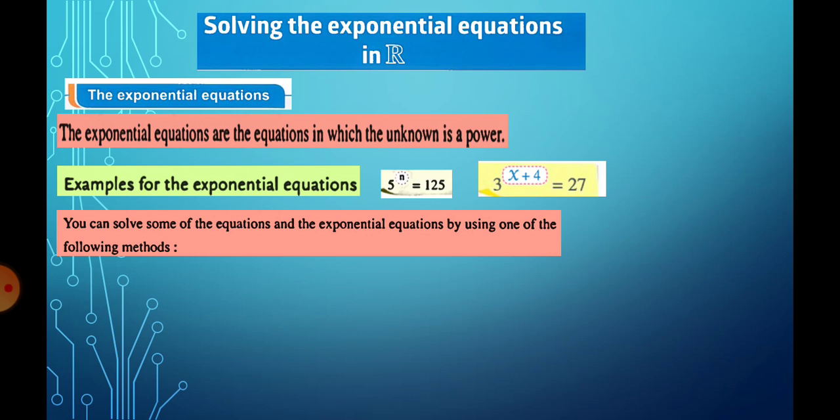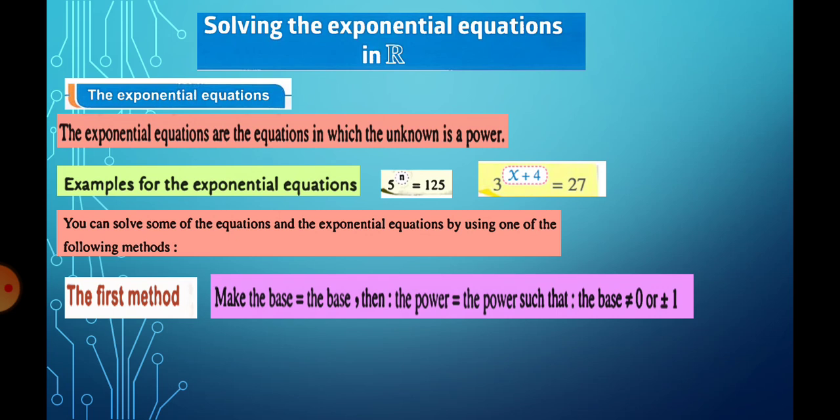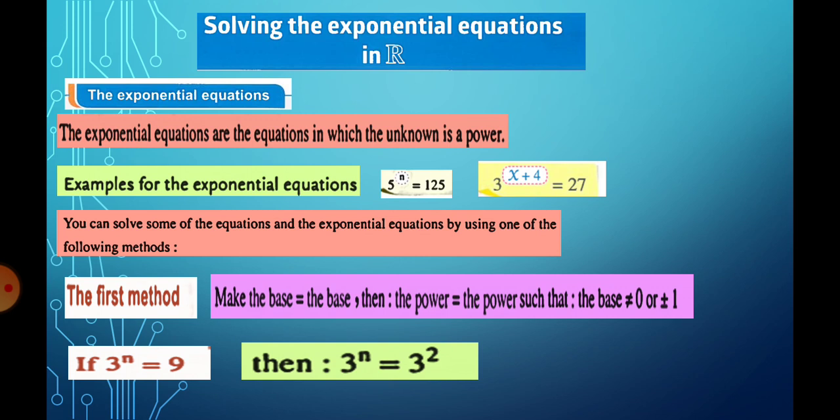To solve this equation, we use one of two methods. Number one, we make the base equal the base. If the base equals the base, then the power equals the power, such that the base doesn't equal 0 or positive or negative 1. Like 3 to the power n equals 9. We convert 9 to 3 to the power. Convert the base to another base. Here the equation 3 to the power n equals 9. 9 means 3 to the power 2. So we can write 3 to the power n equals 3 to the power 2. Here the base equals the base, then the power equals the power, then n equals 2.